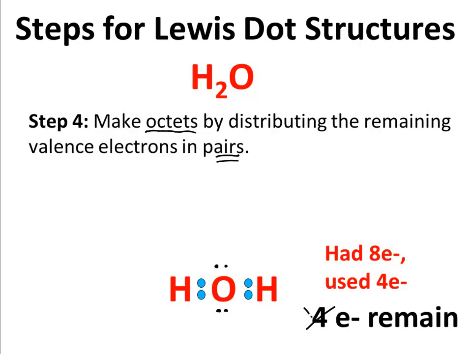And guess what? Dudes, I'm done. I'm out of my electrons. The question now is, do I have octets? Step 4 said to make octets. That's my goal. I'm not done with the step unless I've made octets. Well, let's check this out. 2, 4, 6, 8 electrons around oxygen. That's right, I got my octet. Hydrogen does not need 8, it only needs 2. And guess what? It's going to count these 2 right there as its own. These two are its own as well. So I got my duet there, and I got my duet there.